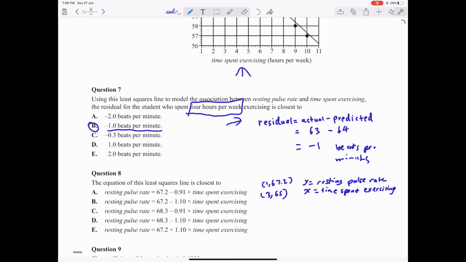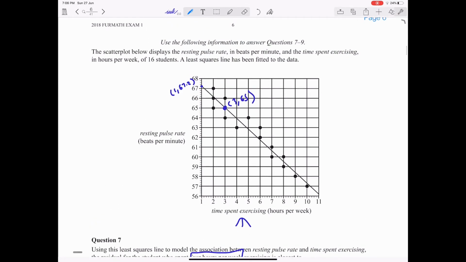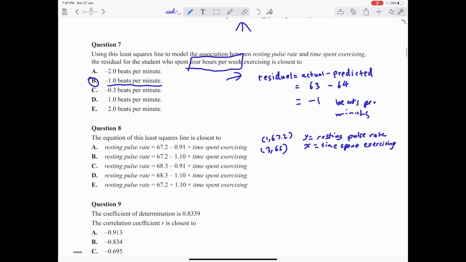Question 8. The equation of the least squares line is closest to. So to do this question, you first have to find 2 points on the least squares regression line. So I just found 1 and 67.2 and 3 and 65. So I wrote those points over here. So first step is to find the gradient of these points. We know that the equation of the least squares regression line is a plus bx. So this value over here would be the gradient.